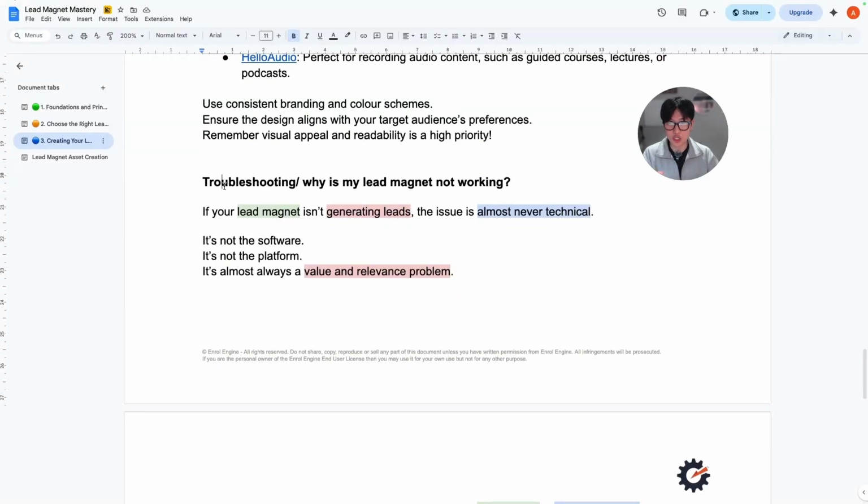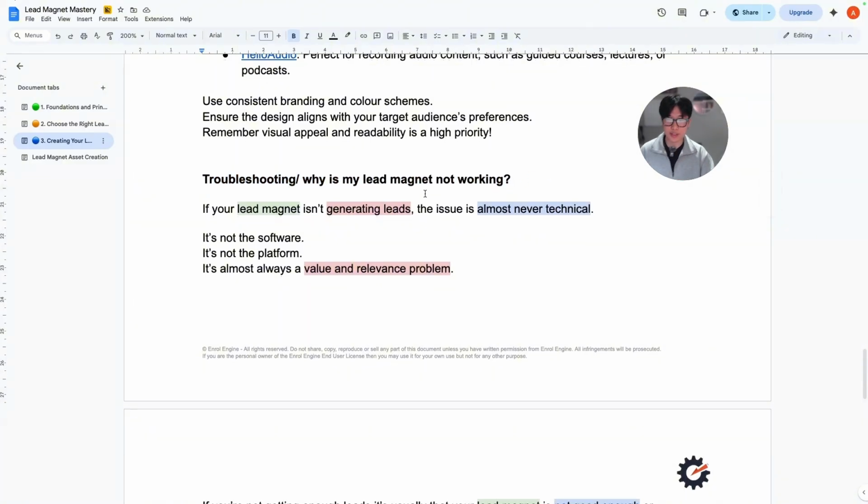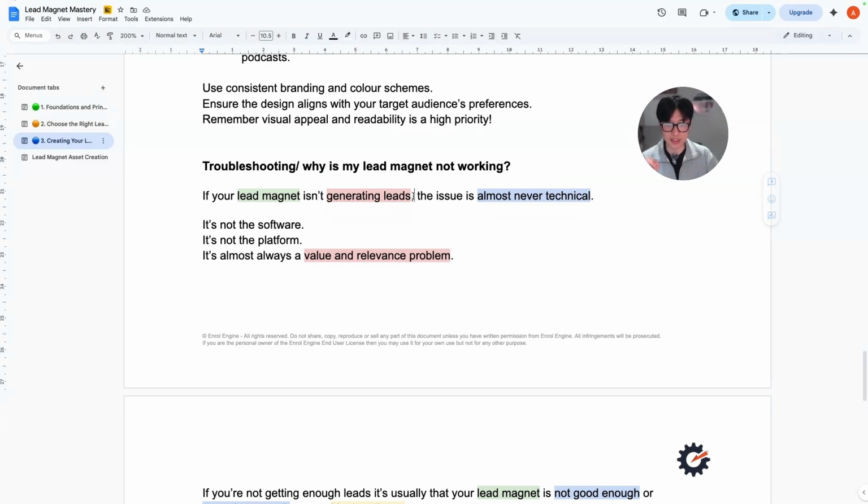Okay, I believe this is the last section now, which is troubleshooting and why is my lead magnet not working? I just have a short point regarding this. If your lead magnet isn't generating leads, the issue is actually almost never technical. Of course, we'll check for whether it is, and you should too, to make sure that if they submit their email, they're actually receiving the lead magnet, right?